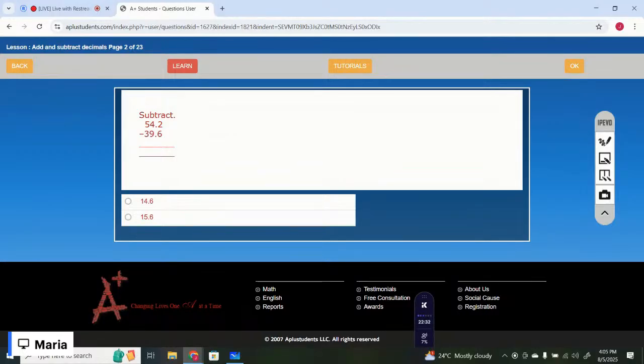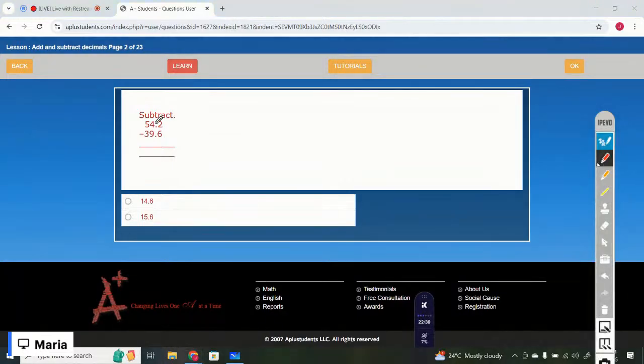Subtract 54.2 minus 39.6. So let's just start subtracting. We cannot subtract 2 out of 6. We need to borrow 1. Here we have 3 and the borrow makes it 12. 12 take away 6 is 6. We cannot subtract 3 out of 9. So we need to borrow 1.